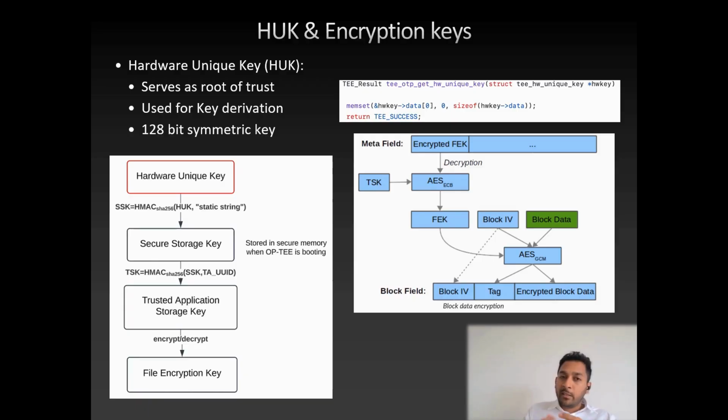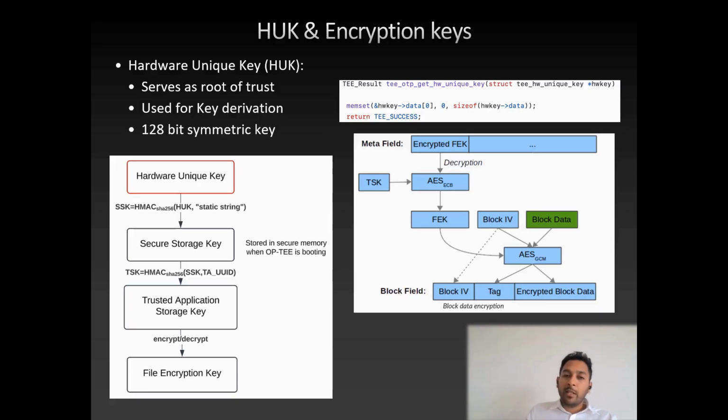It serves as a root of trust. So this is not used for encrypting the bulk data. This is used only to derive multiple sets of keys for security reasons. It's just a 128-bit symmetric key. As you can see here, this is how this key is used to derive multiple other sets of keys. The secure storage key, the second key, as you can see on the left side block diagram, is generated by applying HMAC on the hardware unique key plus a static string. Once it's generated, it's never saved onto the disk. It's just stored in memory when OP-TEE is booting.